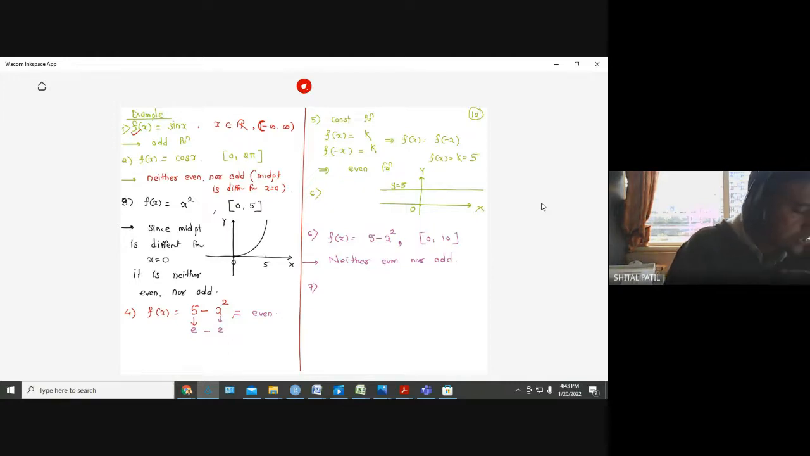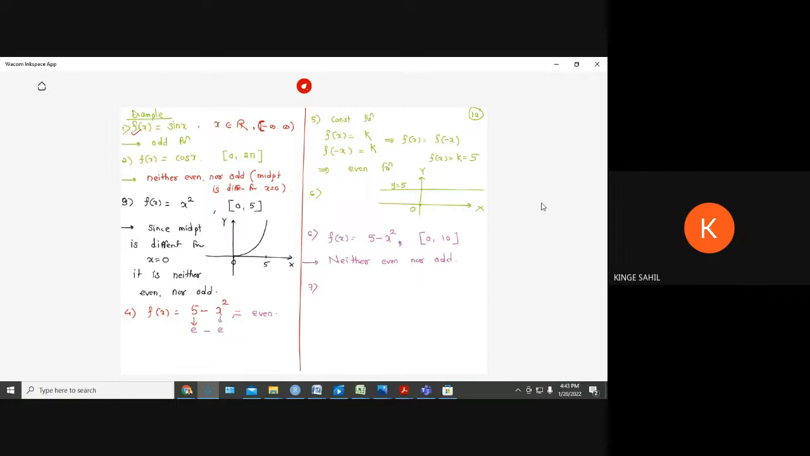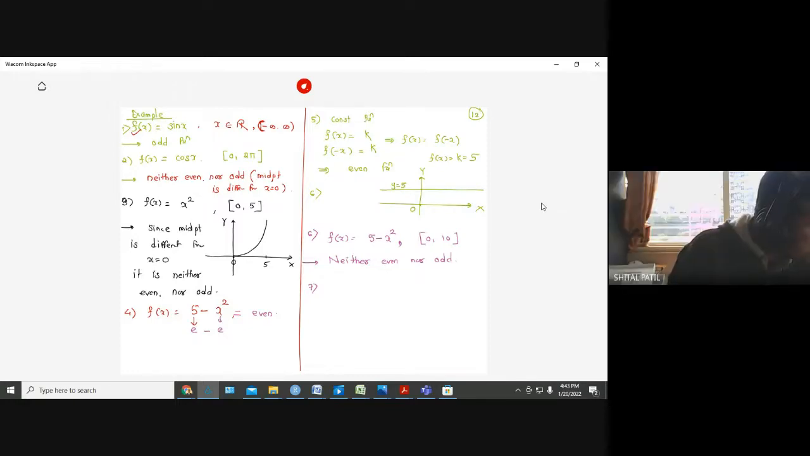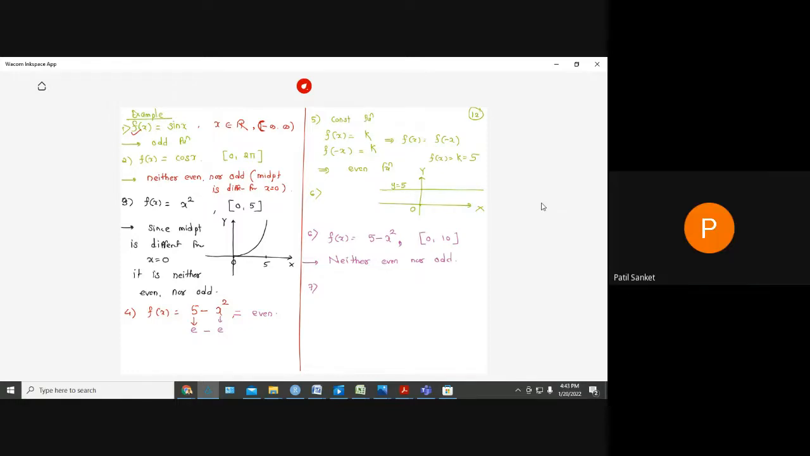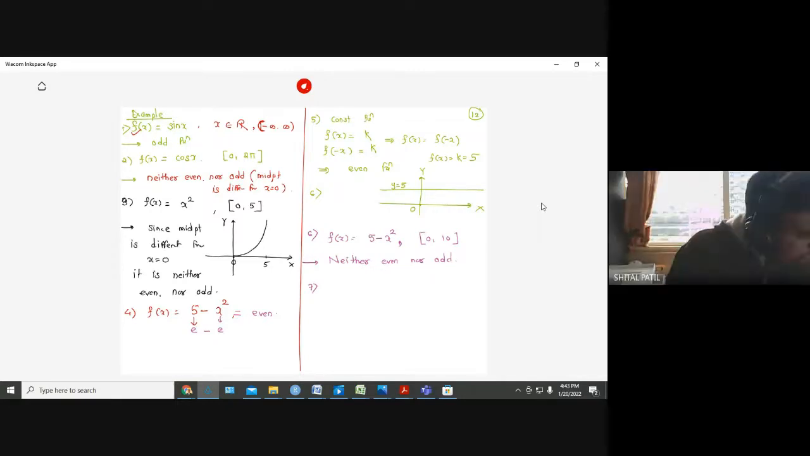Hope all these things are clear. Okay. Let me go through one more example and let me check whether you understood it or not. Okay. F of x equal to.